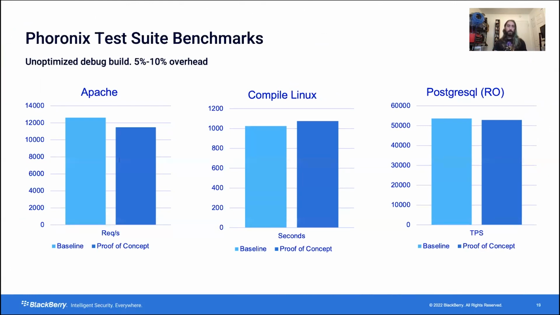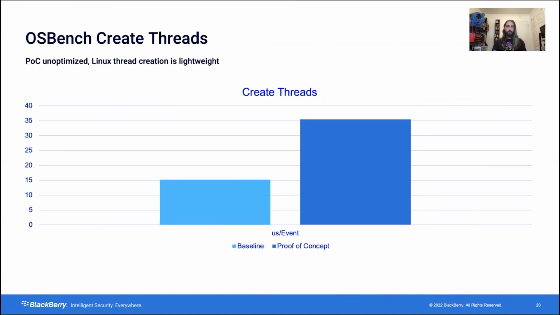Apache responding to requests and compiling the Linux kernel saw a 5 to 10% slowdown. Postgres was negligible, kind of surprisingly. But the worst case was the micro benchmark of creating threads, which was over twice as slow, or over 100% as slow, which I think speaks both to how lightweight creating threads is on Linux, but also to the fact that this proof of concept, we didn't optimize it at all, really. And it still had a lot of debug print statements in it. So my personal takeaway is that this 5 to 10% overhead for typical workloads can probably be brought down quite a bit. And I would call it a worst case scenario.